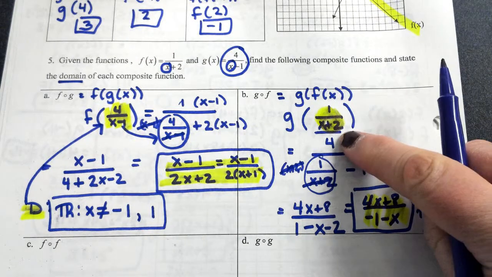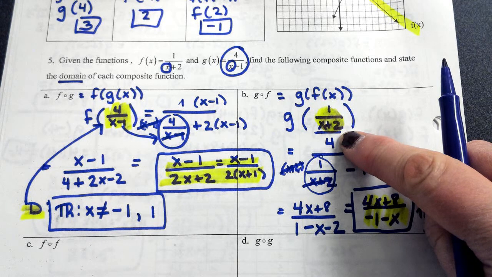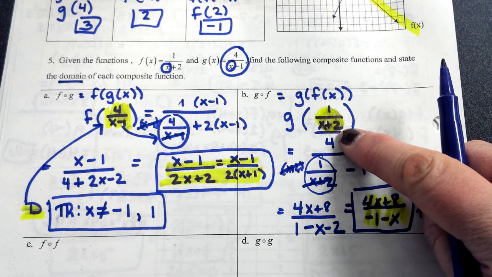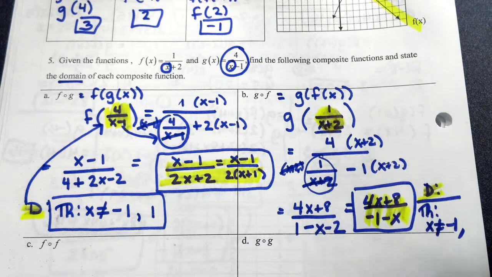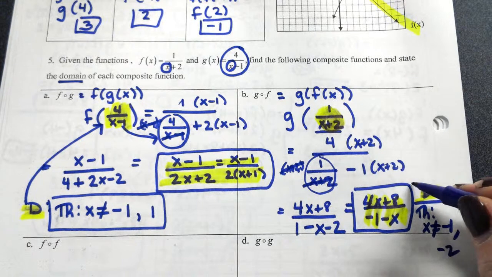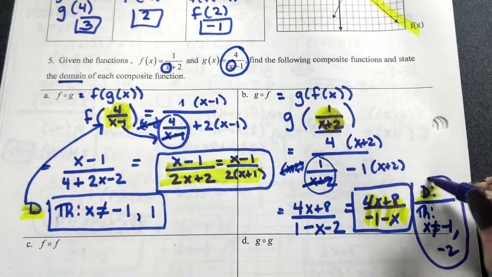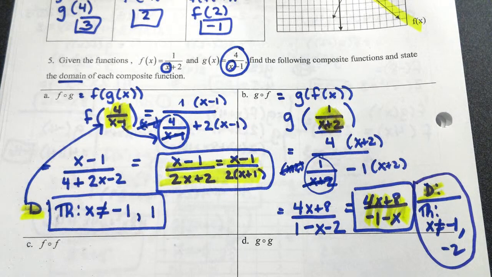Look at your original input function. What value for x would give you a 0 in the denominator of the input function? It's going to have to also include what? -2. So there's your domain. Okay? So any questions on B?